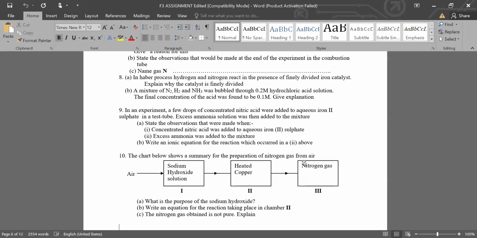Then the process continues and the air is then passed over hot copper. Hot copper will react with which part of air? Oxygen. So the copper will react with oxygen from the air. And so after that chamber, the air will not have what? The air will not have oxygen.